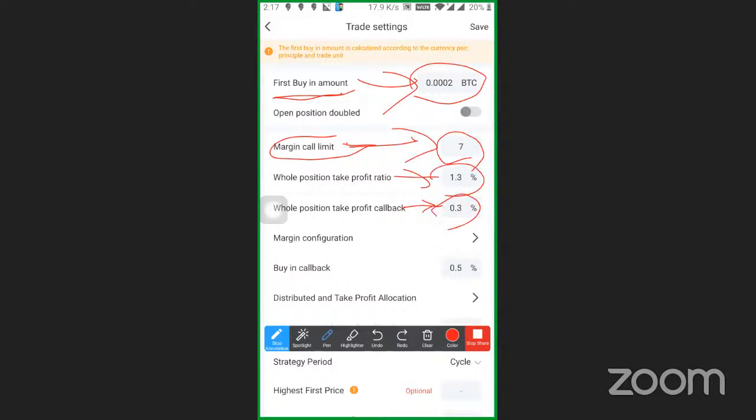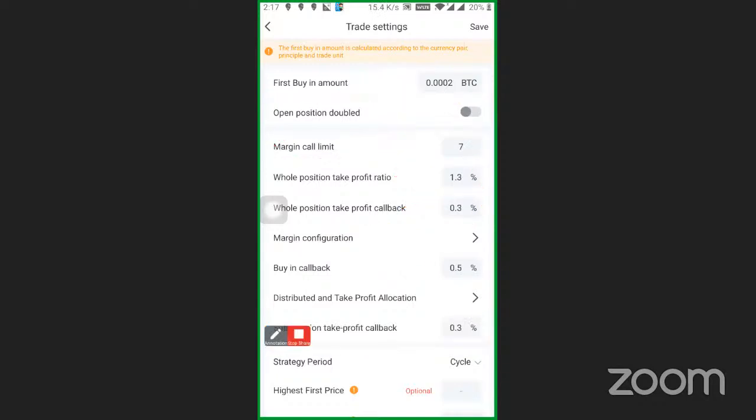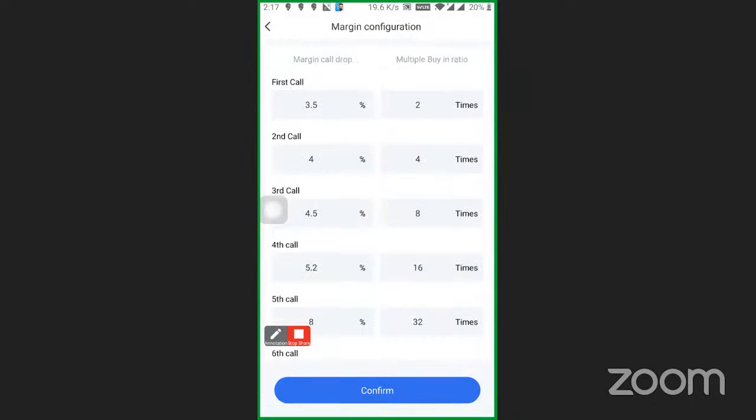That is up to you. That doesn't make much difference. The only thing important is what we see here in the margin configuration. The only thing that decides how much we can accumulate BTC using this default setting is this margin configuration. The rest are simple features, right? So let's dive into this margin configuration.